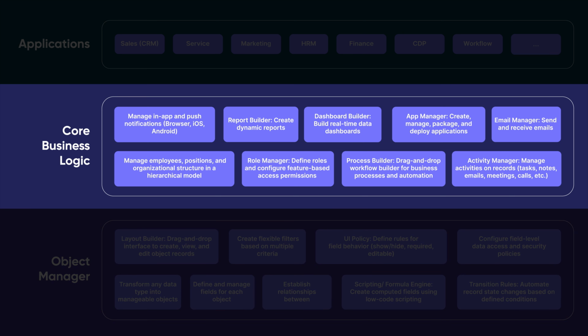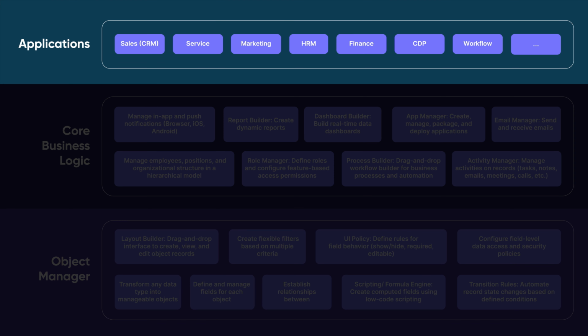The second layer is business logic. This layer provides tools to configure BPMN workflows, role-based access control, automation, notifications, document templates, and task assignment rules. It ensures that the system not only stores data, but also governs how it operates in real scenarios.